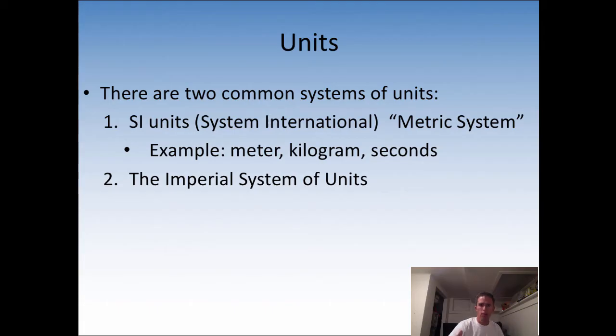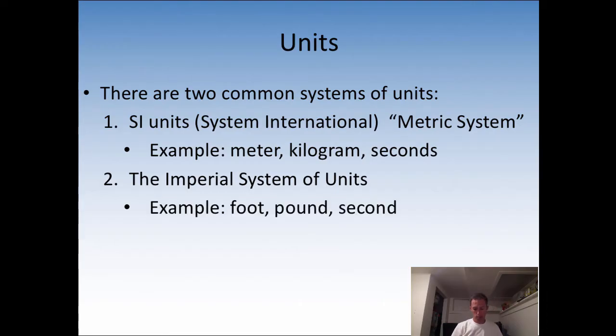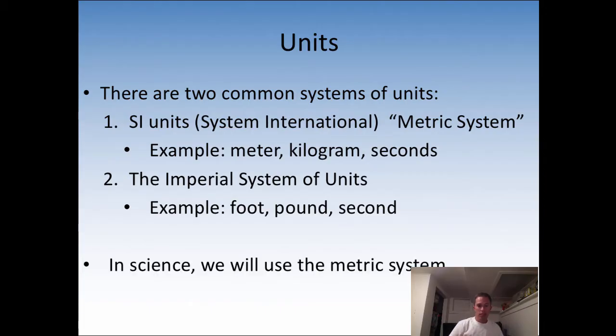Okay, the other common system of units, and one that we're more familiar with, is called the imperial system of units. An example of this is the foot, to measure length, a pound to measure mass, and seconds, which measure time. In science, we're always going to be using the metric system, and this puts American students at a little bit of a disadvantage, because we are always using the imperial system. When we talk about length, we'll say how many feet is it from point A to point B.